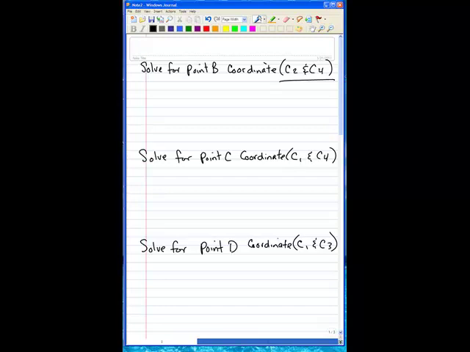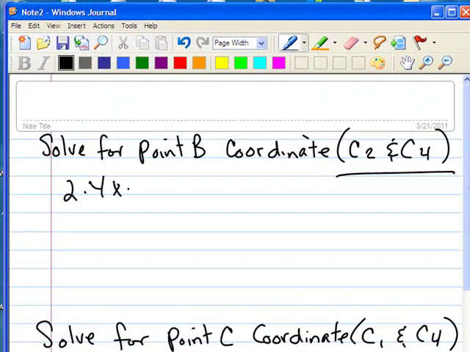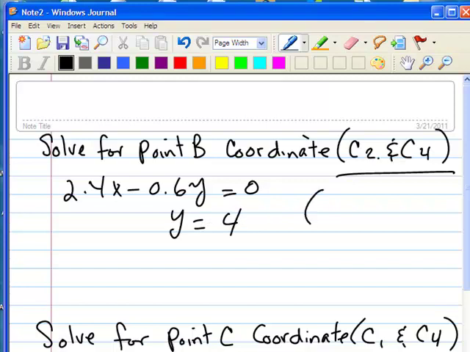So those constraints, 2 and 4, are 2.4x minus 0.6y equals 0. And when we solve a system of equations, that's what they are, equations, so we need to use them in equality form, even though the original sign may be less than or equal or greater than. So that was constraint 2, and constraint 4 was y is equal to 4. So we know, because y is equal to 4, that point B has the coordinate where y is equal to 4. That much we do know.